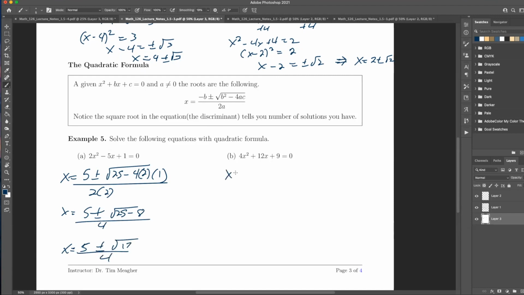Same thing here. Just plug it in as you see it. So negative b plus or minus the square root of b squared, so it'll be 144, minus 4 times a, which would be 4, and then c would be 9, all over 2a, which is 8. So here we have x equal to minus 12 plus or minus the square root of 144 minus 144.